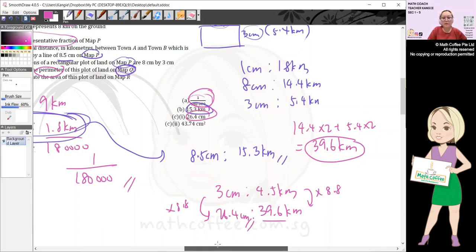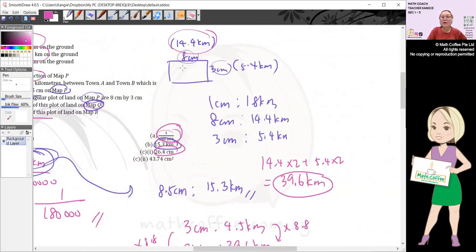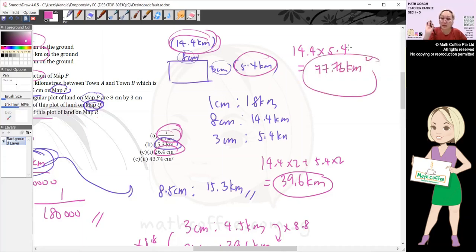Then now they want you to find the area of the plot of land on map Q. Area this time. So always the actual will not change. So always take the actual to go and find what is the actual area. So I'm going to take 14.4 multiplied by 5.4. So 14.4 times 5.4, I get 77.76 km squared. This is the actual area.